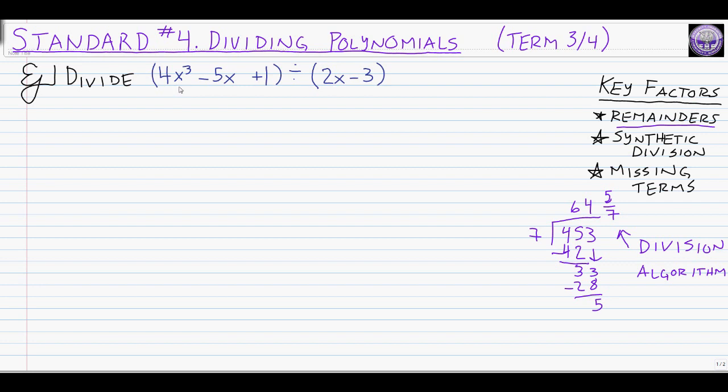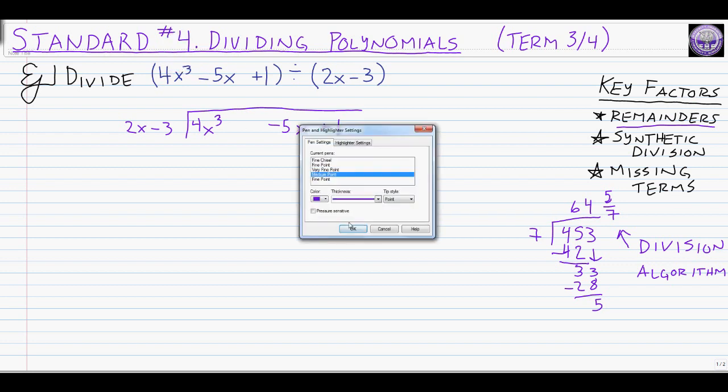So here we go. I've got 4x cubed minus 5x plus 1, and we want to divide that by 2x minus 3. When we go to set it up, we set up a division bracket the same way we would in a normal division problem. Then we write in what we have: 4x cubed minus 5x plus 1, and we're going to divide by 2x minus 3.